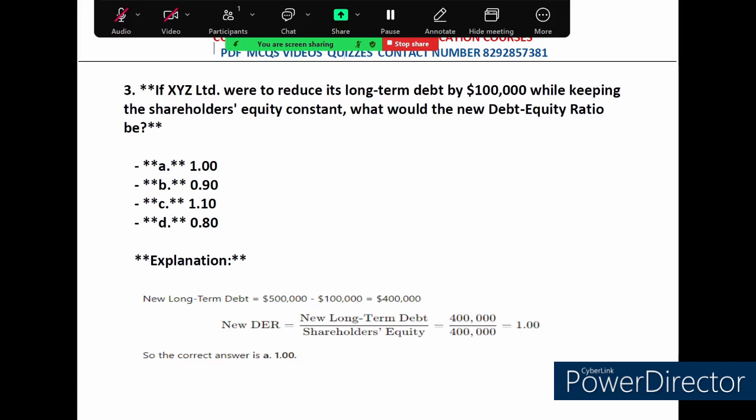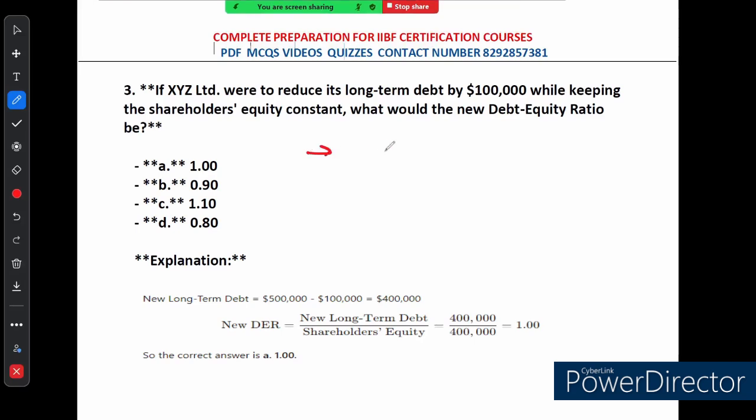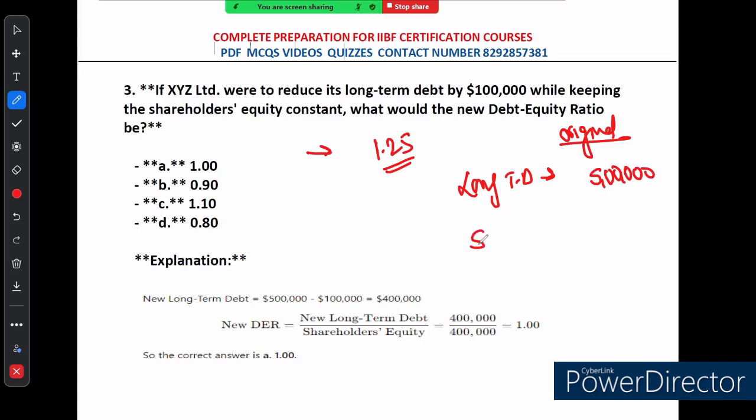तो सबसे पहले रिमाइंड कीजिए अपने आप को. First of all, let us remind ourselves of the original DER which was 1.25. We have just calculated. So originally our long term debt, let me write original here, that was $5,00,000, right? And now the original shareholder's equity that we had was 4 लाख, right? तो ये तो ओरिजिनल वाली बात हो गई. अब क्या हुआ कि इसने डेप्ट को 1 लाख से कम कर लिया तो जो फाइनल डेप्ट है, it has reduced by 1 लाख which has become $4,00,000, right.